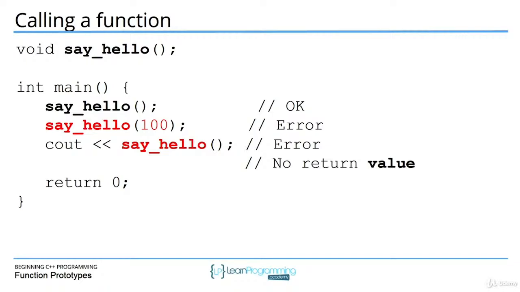The third function call is within an output statement. Think about this one for a second. You're telling the compiler to display the value that sayHello evaluates to. But the function prototype says that the function sayHello doesn't return anything. So the compiler gives you an error since something's not right.